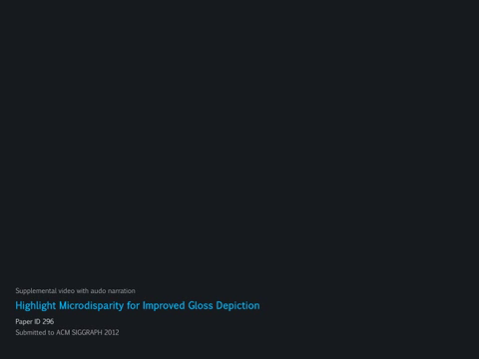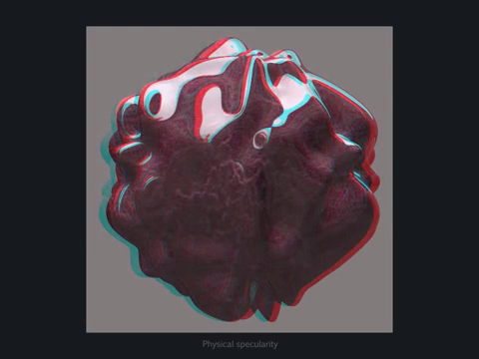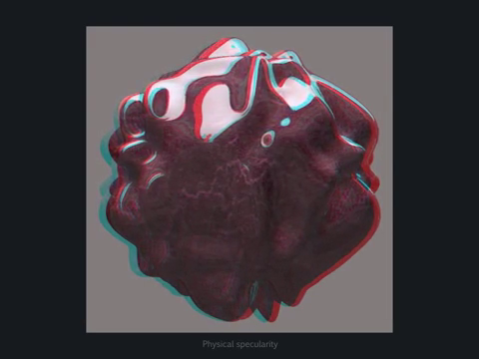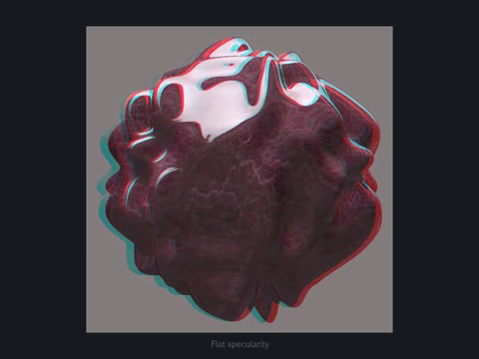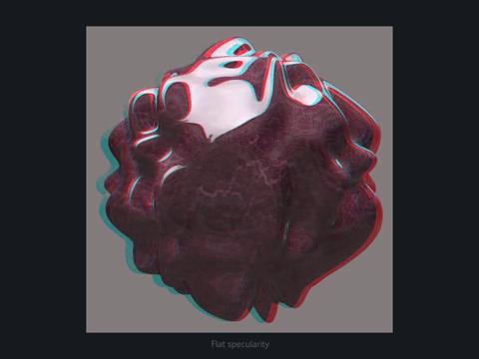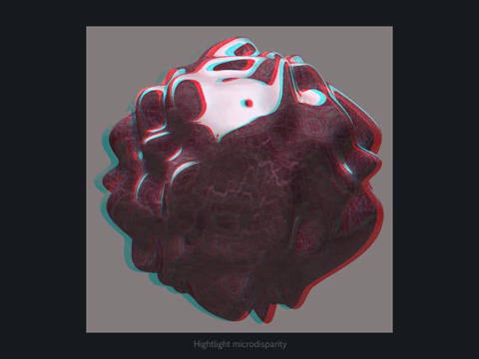Highlight microdisparity for improved gloss depiction. Physically rendered reflections, as seen here, can be a distraction when shown in stereo. Alternatively, flat reflections can be rendered on the surface. However, this changes the material appearance. We suggest highlight microdisparity to achieve full viewing comfort and faithful material depiction.